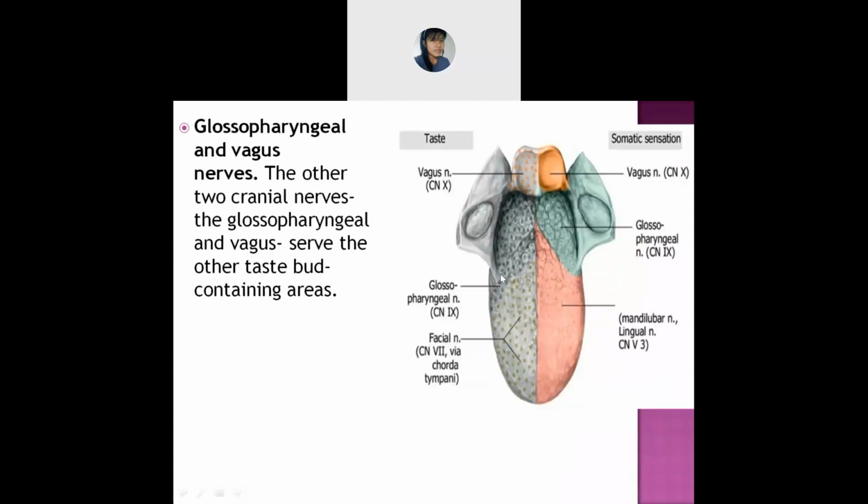Okay, next is the glossopharyngeal and vagus nerve. This one is the glossopharyngeal, and next is the vagus nerve, which is this. So in the cranial nerves, you will find these two nerves, the glossopharyngeal nerve and the vagus nerve. They are also involved in the taste buds in the tongue. Is it clear?